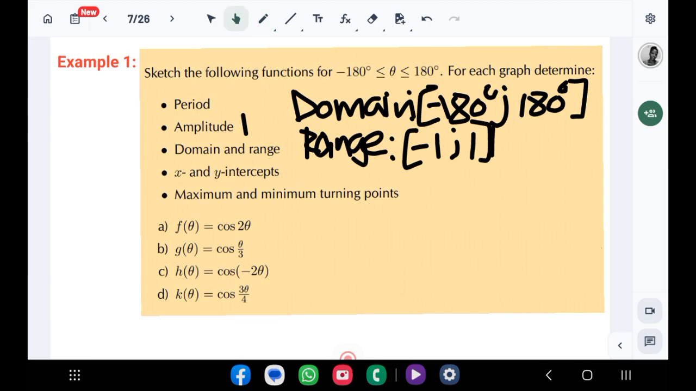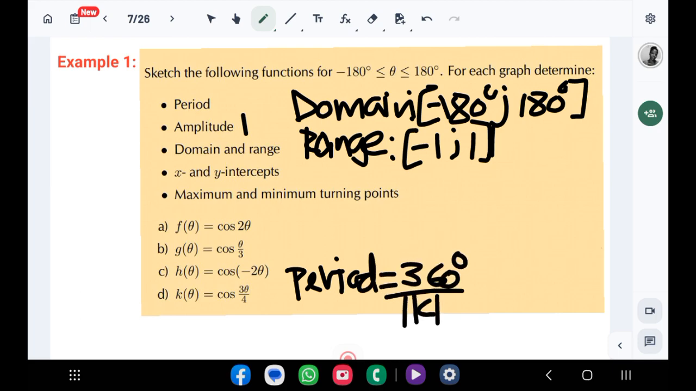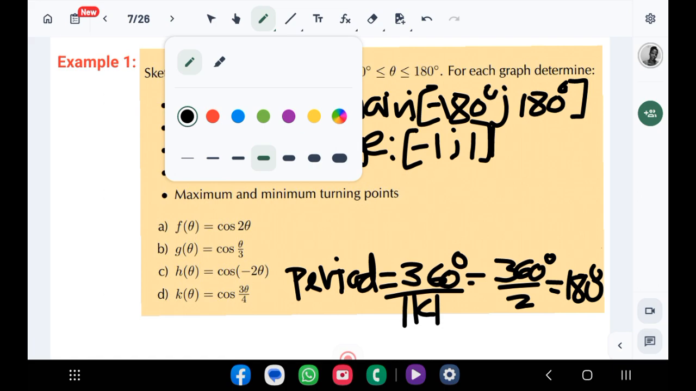The periods will be different because you've got different k's at play here. So let's look at the period for the first one. Remember the equation for the period equals 360 degrees divided by the absolute value of k. Our k in the first example, f of theta, is 2. So to find the period, we simply divide by 2, and that gives us 180 degrees.